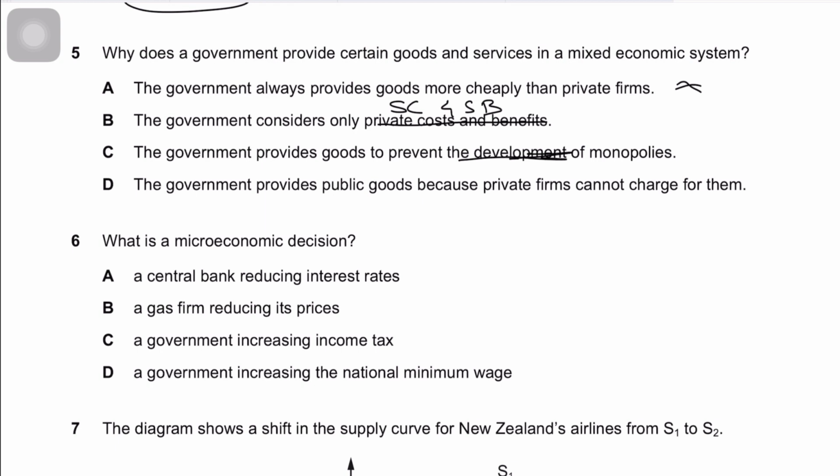So the government provides public goods because private firms cannot charge for them. Definitely, the private firms cannot charge for them. So it's unprofitable for private sector firms, and that is why the government steps in and provides the public goods, because the private sector will not provide it because there's no profit in providing them, because of the free rider problem, right?